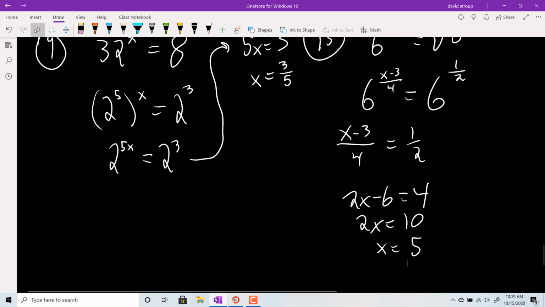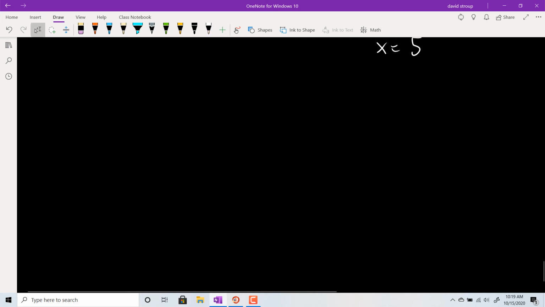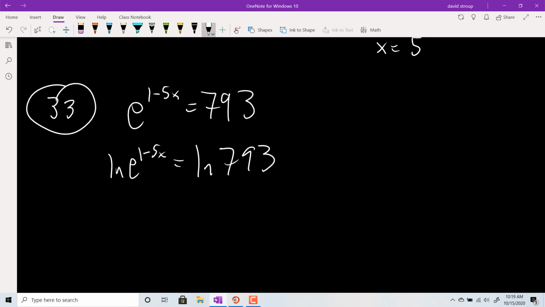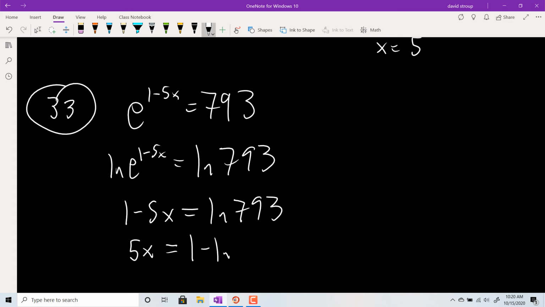Okay. Now moving on to ones where we can't get the same base on both sides. For example, e to the 1 minus 5x equals 793. Okay, so I can't get base e on both sides, so what you end up having to do then is take the logarithm. So ln e to the 1 minus 5x equals ln of 793. The ln and e are opposites, inverses, so you'll end up with 1 minus 5x on the left, ln 793 on the right. Then you want to solve for x. Okay, so I'm going to move the 5x to the other side, and then subtract the ln from both sides. And then finally, I can divide by 5.